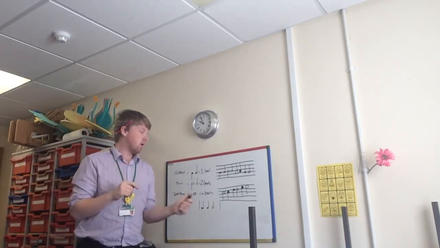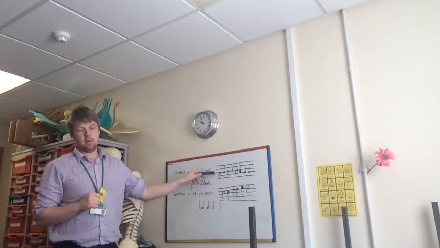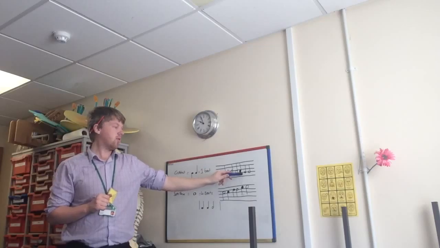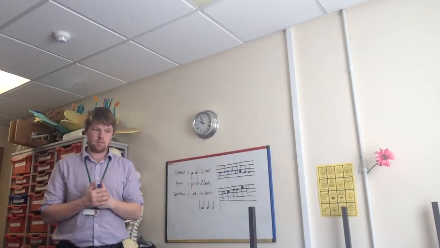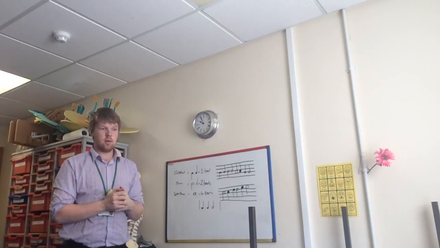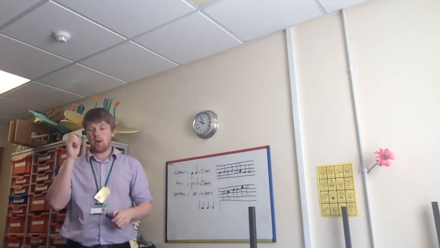So, with your newfound knowledge, all of you have got it up here. What's this middle line? B. What's this? A. What's this one? G. Why is it a G? Because it's on the second line, and I know the other one. Good. Because it's on the second line, it's always a G.